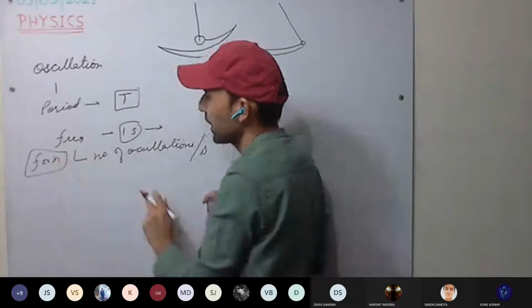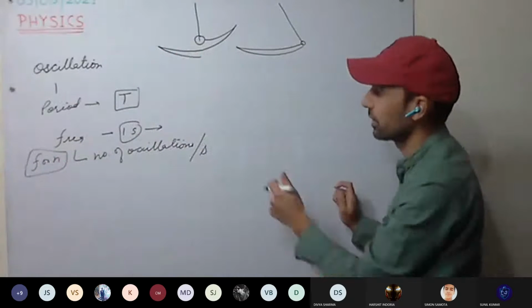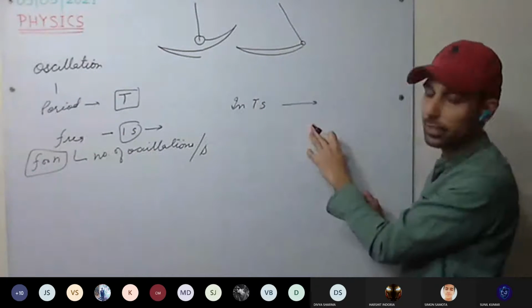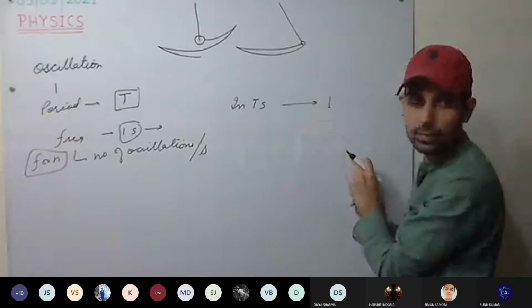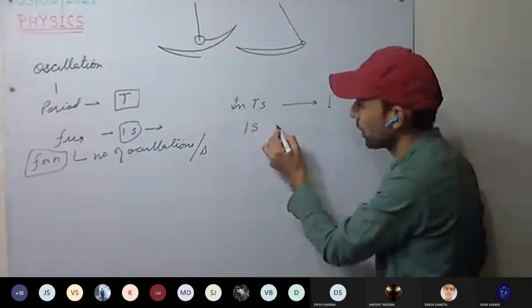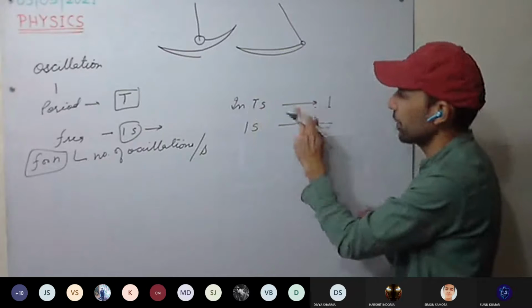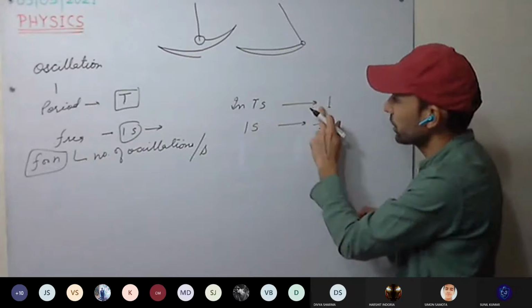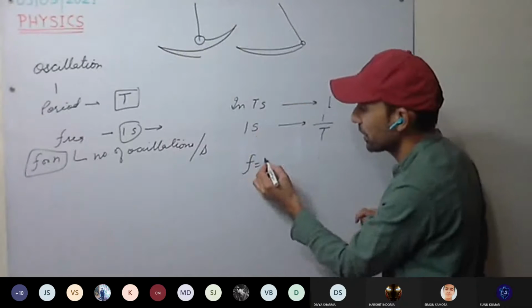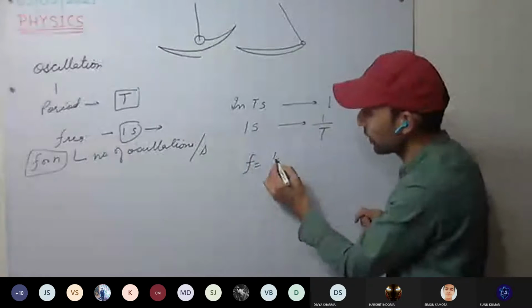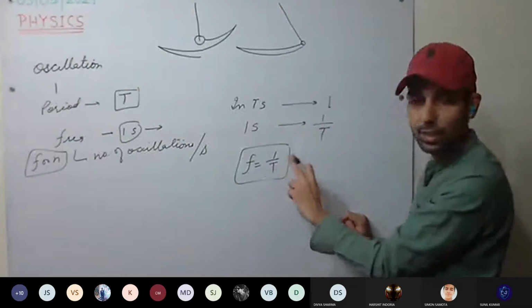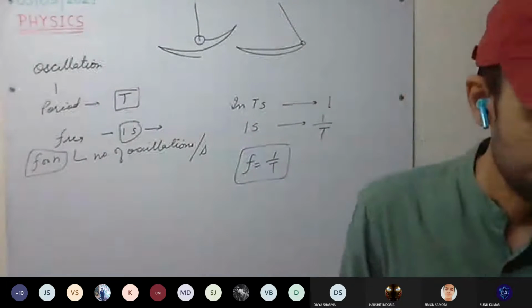We represent it like this, f. What is the relation? How can we derive it? In T seconds, number of oscillations is 1. In 1 second, how many oscillations? Divide both sides by T, so in 1 second it will be 1 by T oscillations. This is the frequency. So frequency equals 1 by T. This is the relation between frequency and time period. They are inversely related. This is clear.